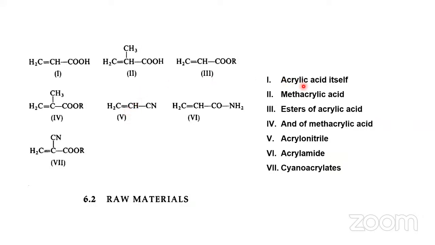If you are using acrylic acid, then it will be your polyacrylic acid or polyacrylate structure of your polymer. If you use methacrylic acid, it will obviously be polymethacrylic acid. Similarly, acrylamide, acrylonitrile, cyanoacrylates. These all are nothing but the raw materials which are being used to synthesize your acrylic polymers.